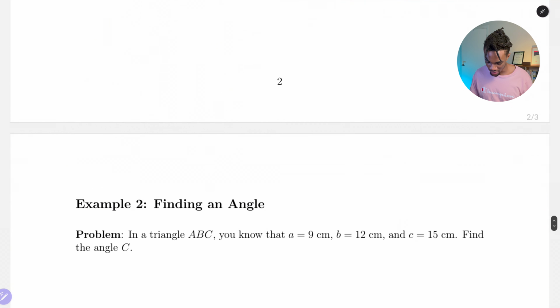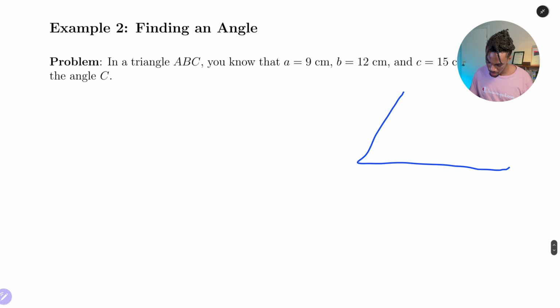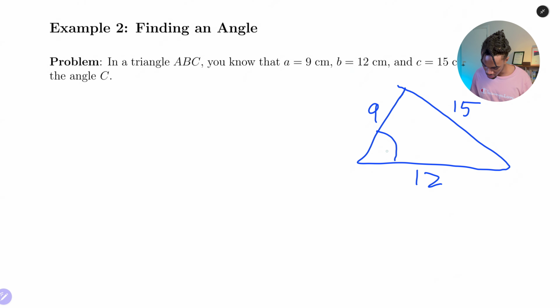Next question. In triangle ABC, A is equal to 9, B is equal to 12, and C is equal to 15. Not to scale, by the way. Find angle C. So find this one. Angle C is going to be opposite side C. So all we have to do is write the formula.